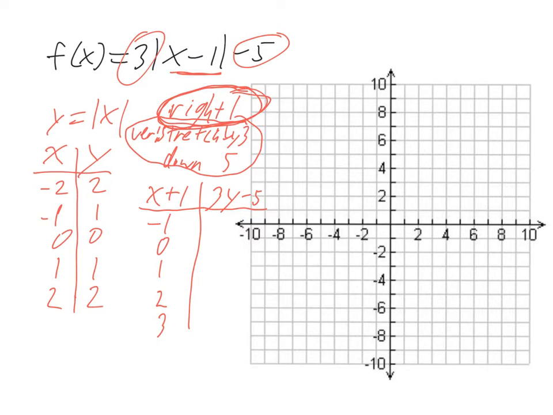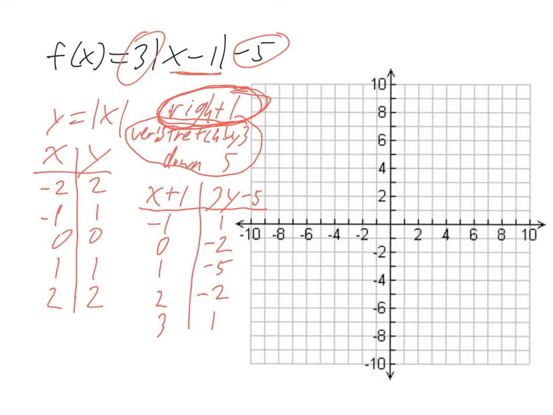So the first y value here is 2. So I'm going to do 3 times 2 is 6, minus 5 is 1. And if you can do this arithmetic in your head, this process goes really fast. So 3 times 1 is 3. 3 minus 5 is negative 2. 3 times 0 is 0. 0 minus 5 is negative 5. 3 times 1, and again, we're looking at the original y values, the parent function y values. So 3 times that 1 is 3, minus 5 is negative 2. And 3 times 2 is 6, minus 5 is 1.